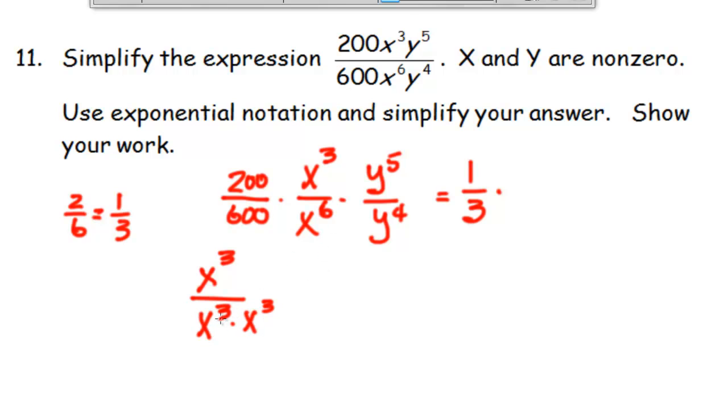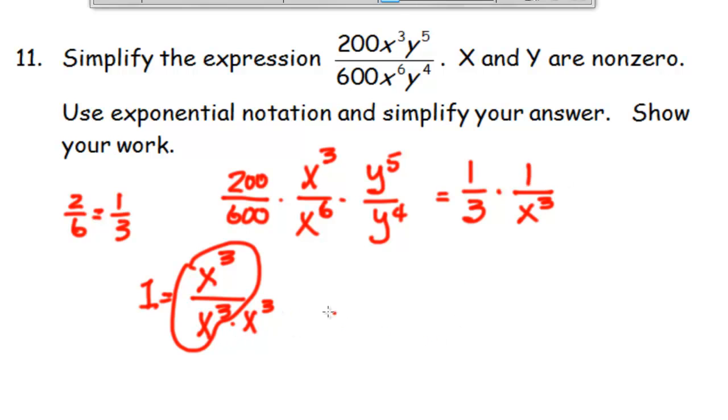X to the 6th can be written as x to the 3rd times x to the 3rd. And do you see that this right here, that's the same as 1? So what I end up with is just an x to the 3rd on the bottom. And remember, there's always a 1 when you need it.